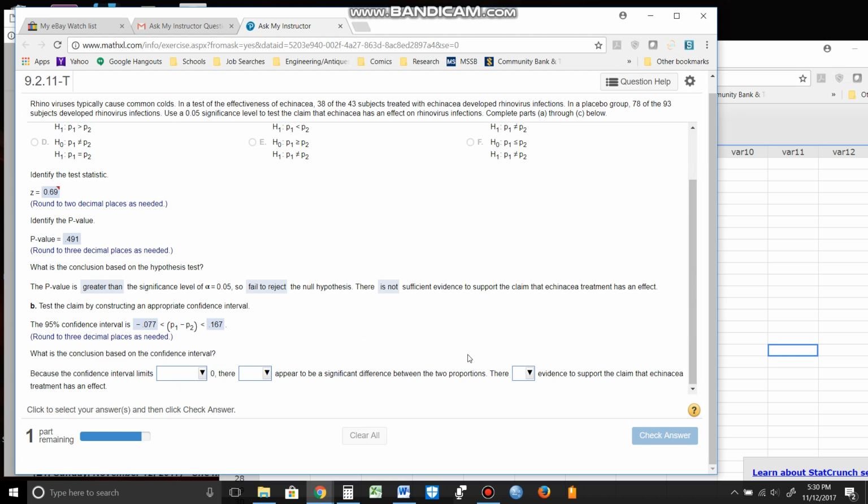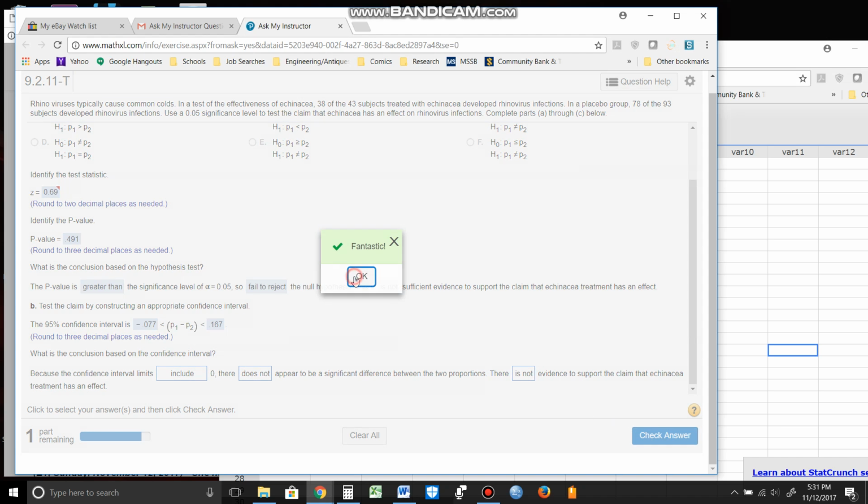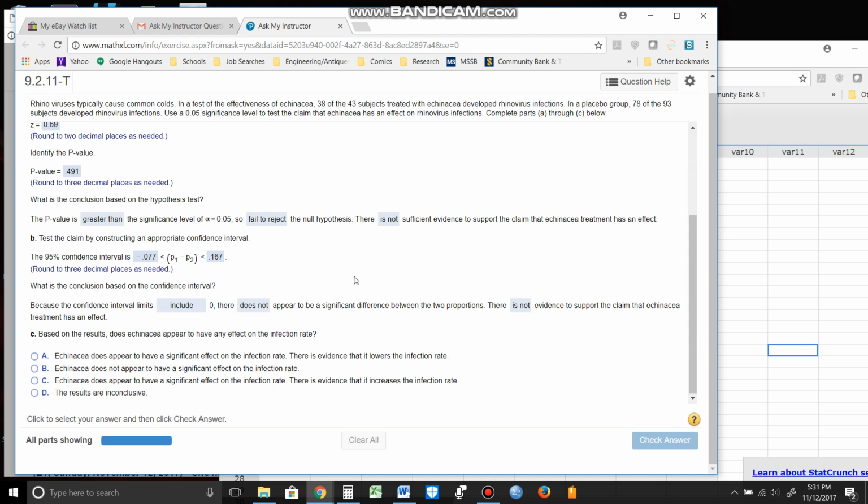Okay, and that being the case, we know that this result aligns with the result from my hypothesis test. Because the confidence interval does include 0, there does not appear to be a significant difference between the two proportions. There is not evidence to support the claim that the treatment has an effect. So in essence, whether I'm doing a confidence interval or a hypothesis test, I should get the same result regardless of which approach I take.